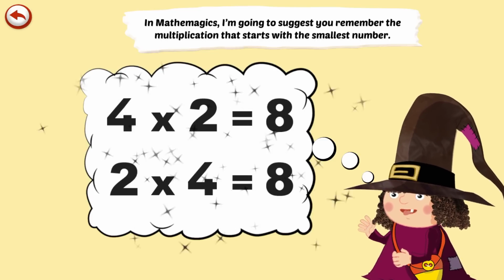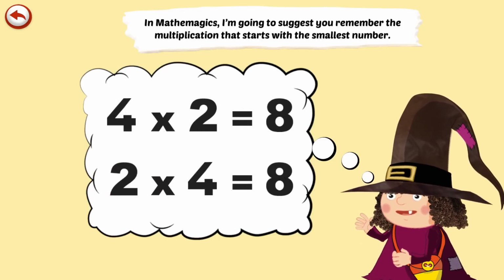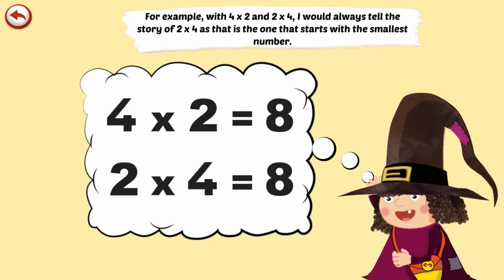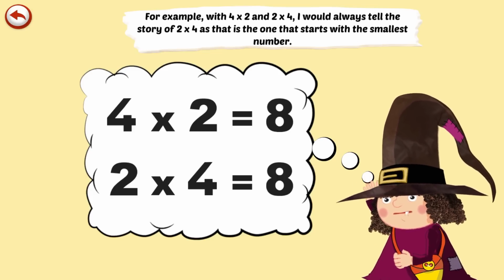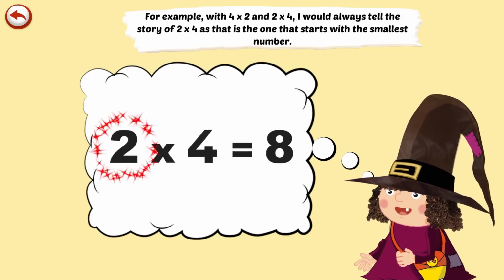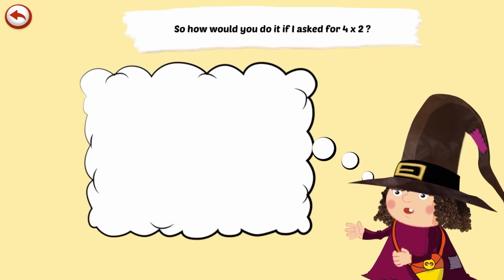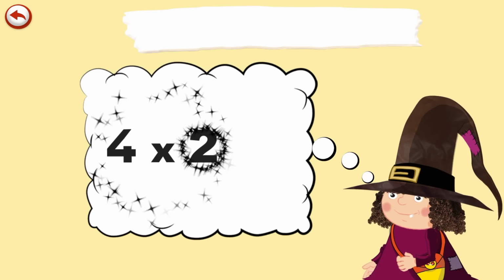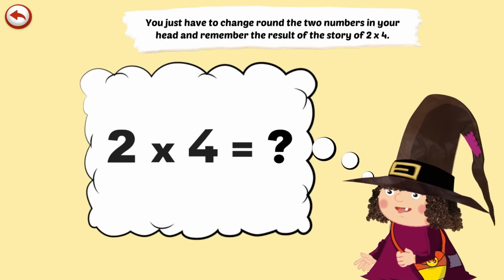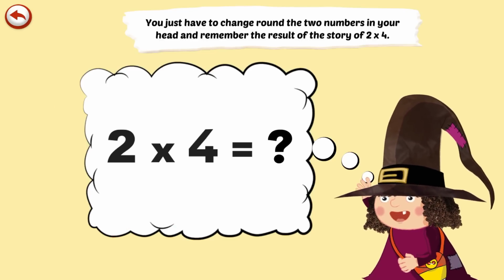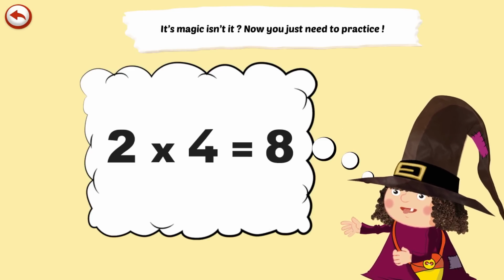In mathematics, I'm going to suggest you remember the multiplication that starts with the smallest number. For example, with 4 times 2 and 2 times 4, I would always tell the story of 2 times 4, as that is the one that starts with the smallest number. So how would you do it if I asked for 4 times 2? You just have to change around the 2 numbers in your head and remember the result of the story of 2 times 4. It's magic, isn't it? Now you just need to practice.